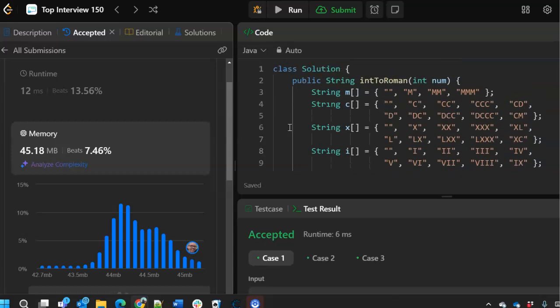So anyway, integer to Roman, lots of different ways to do it, but I like this one.